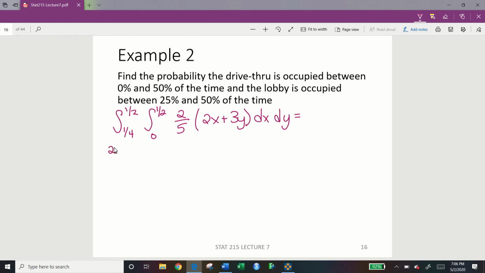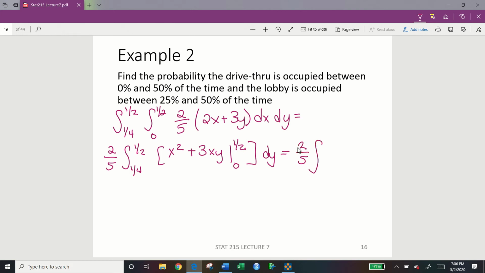So to start off with, I'm going to pull that 2/5 out. We have our integral from 1/4 to 1/2. Start by integrating the inner integral, so that will become 2x plus 3xy from 0 to 1/2, close bracket dy. Once we simplify, we will have 2/5 multiplied by our integral from 1/4 to 1/2 of 1/4 plus 3y over 2 dy.